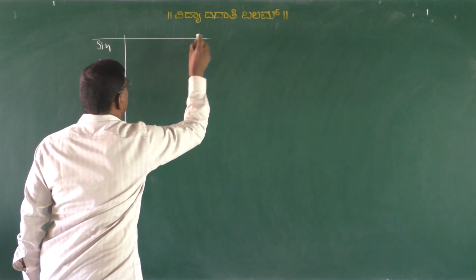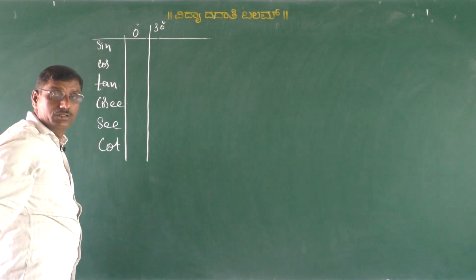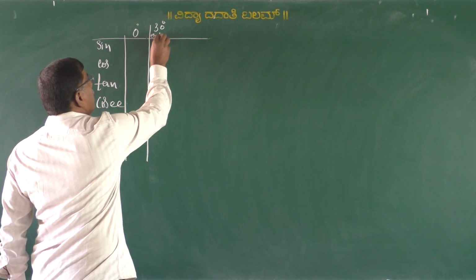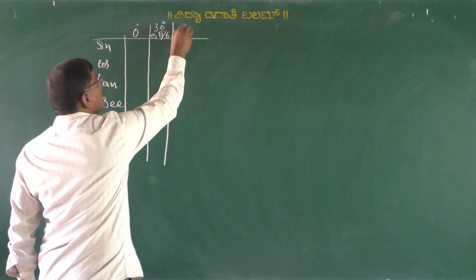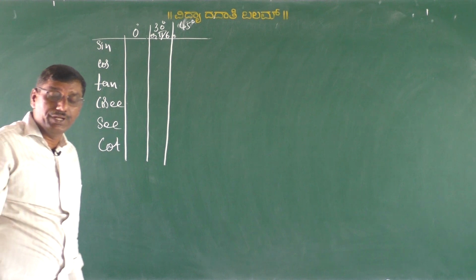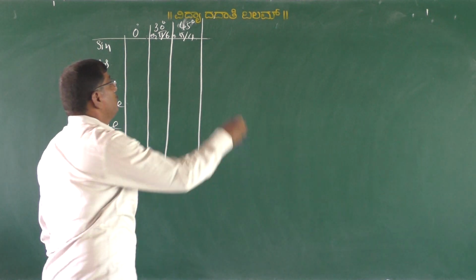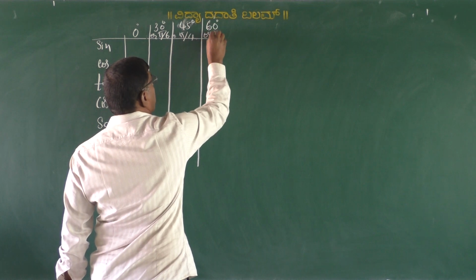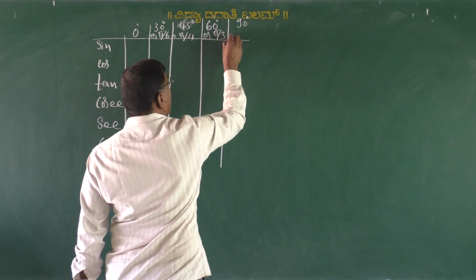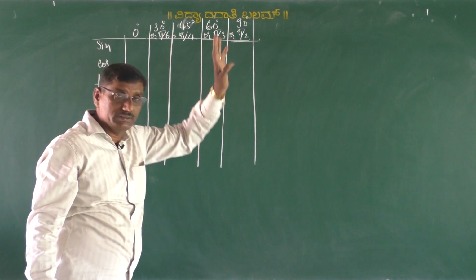For this, my dear students: 0 degree, 30 degree or in radians pi by 6, 45 degree or pi by 4 in radians, 60 degree or pi by 3, 90 degree or pi by 2. This is in degrees, this is in radians.